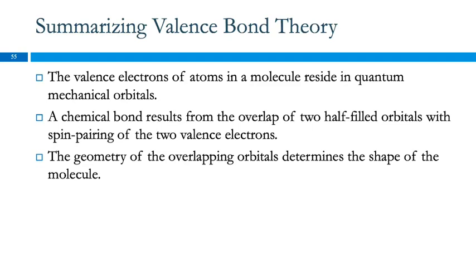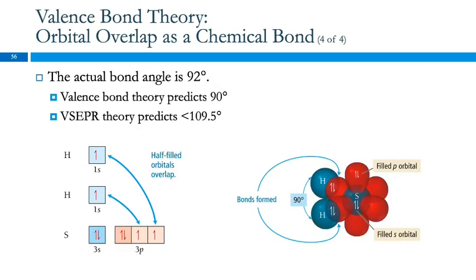So the idea here is that the valence electrons of atoms in a molecule reside in quantum mechanical orbitals. A bond results from the overlap of 2 half-filled orbitals, and then those 2 electrons are going to spin pair. The geometry of the overlapping orbitals determines the shape of the molecule. So this is all theory, and it doesn't really make sense until we start to look at examples. It's just all words right now.